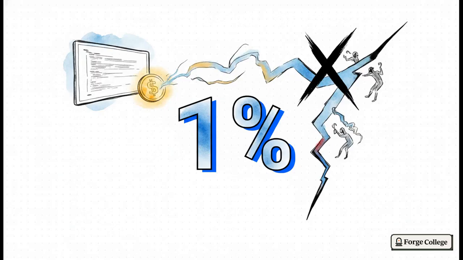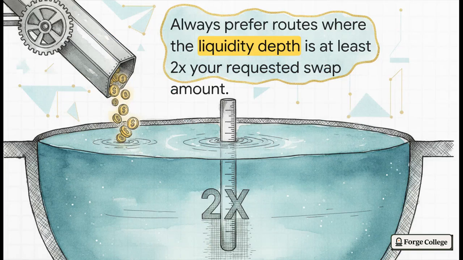Okay, here is a golden rule to just go ahead and bake into your code right now. For standard retail size swaps, strictly reject any route where the price impact exceeds 1%. Seriously, if it's higher than 1%, you are needlessly giving away your users' money to arbitrageurs. Just reject the route outright. Furthermore, to avoid draining a pool and causing massive slippage yourself, always configure your logic to prefer routes boasting a liquidity depth that is at least twice your requested swap amount. This just ensures the pool can comfortably absorb your trade with plenty of cushion left over.